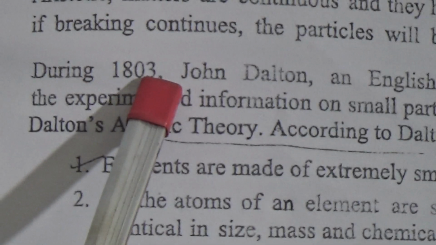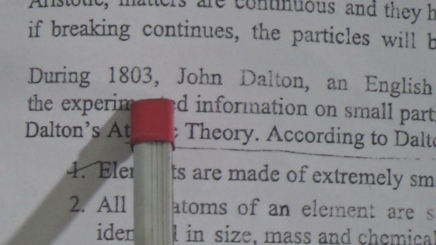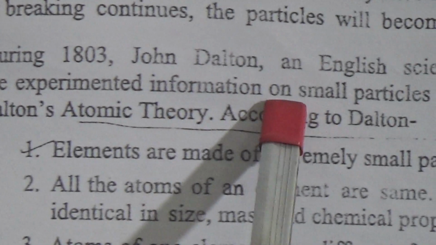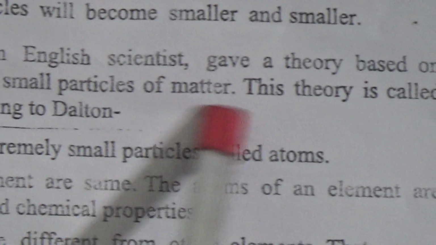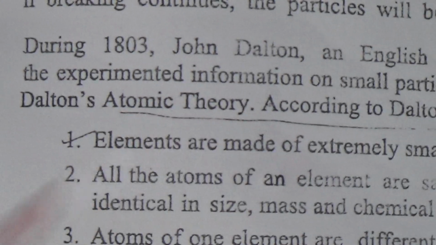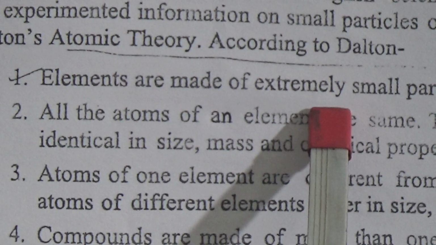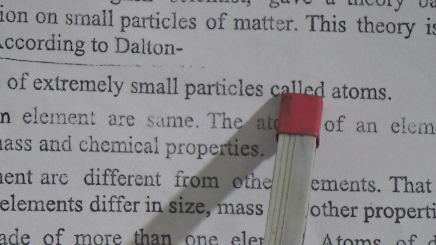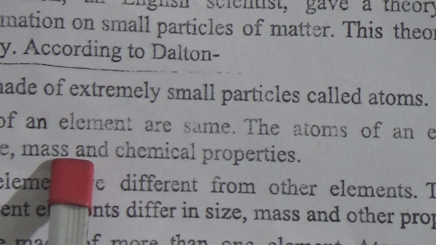During 1803, John Dalton, an English scientist, gave a theory based on experimental information on small particles of matter. This theory is called Dalton's atomic theory. According to Dalton, elements are made of extremely small particles called atoms. All the atoms of an element are same. The atoms of an element are identical in size, mass and chemical properties.